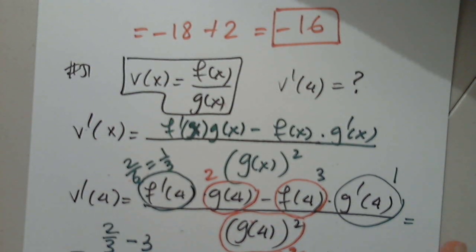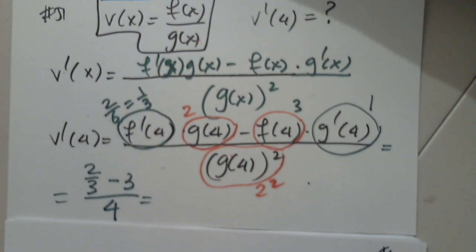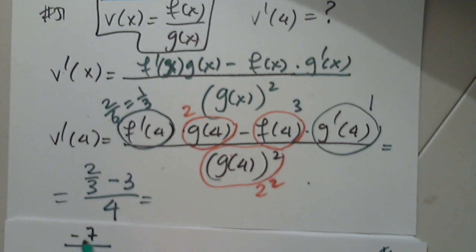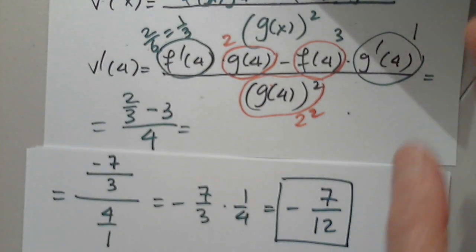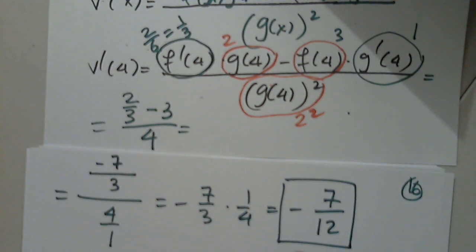So, I'm going to move on to the next page. The least common denominator is 3, and 4 is 4 over 1, of course. So 3 times 3 is 9. 2 minus 9, negative 7. Copy the numerator. Flip the denominator. So negative 7 over 12. This is the instantaneous rate of change of v at 4.